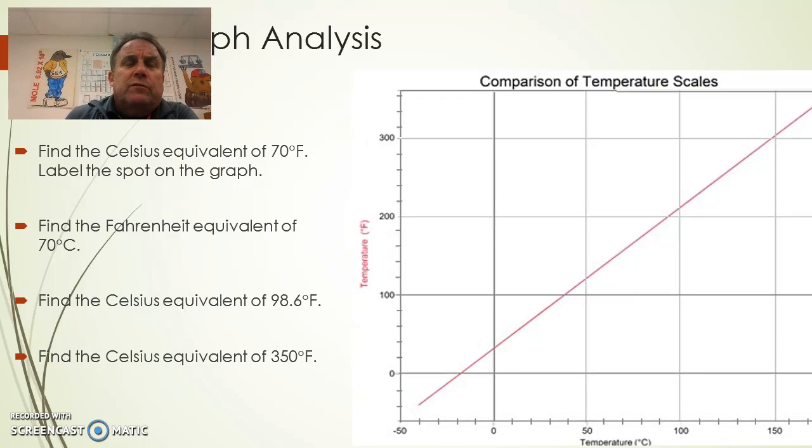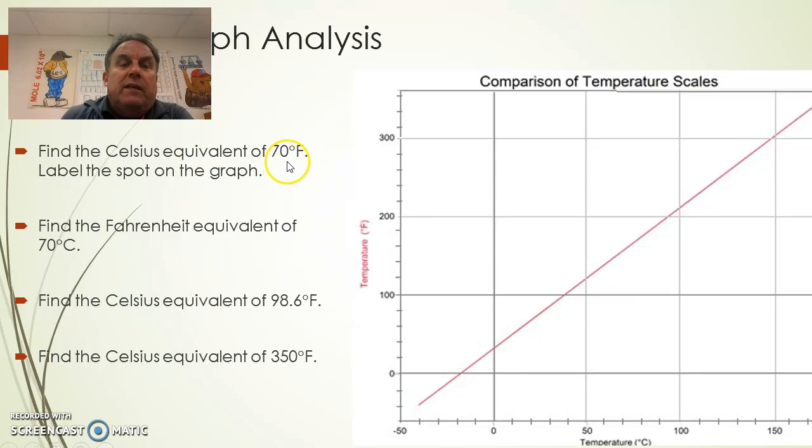Okay, so if we look at this first graph, as you approach a graph, the first thing you want to do is read the title. Comparison of temperature scales. So we're comparing two temperature scales, the Fahrenheit scale with the Celsius scale. And then we're asked to find different data from this graph. So find the Celsius equivalent of 70 degrees Fahrenheit, which is roughly a good room temperature.